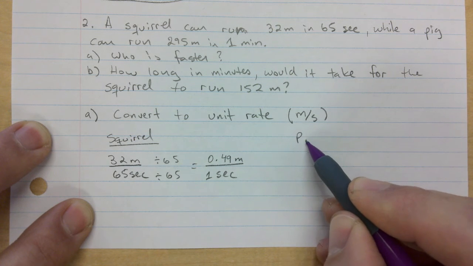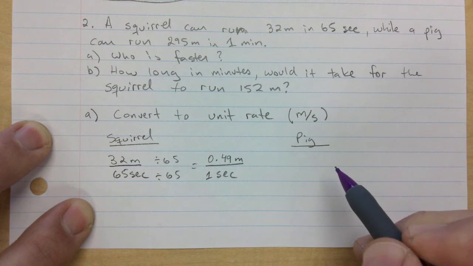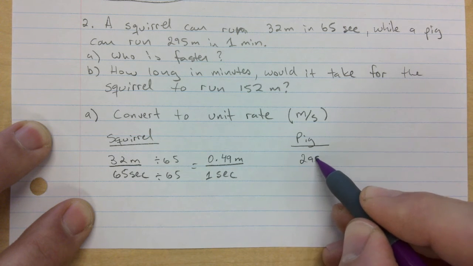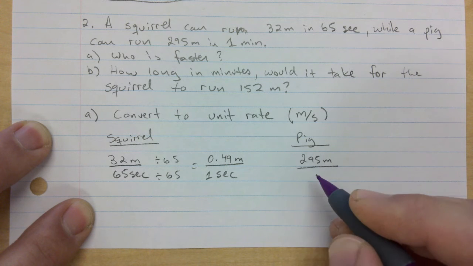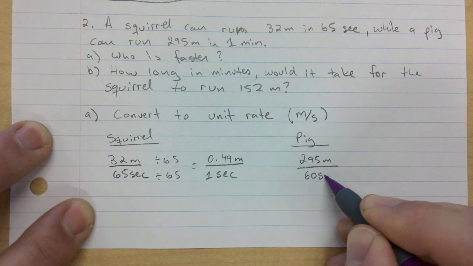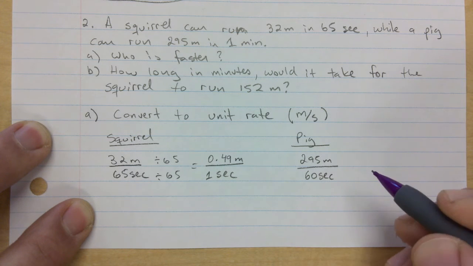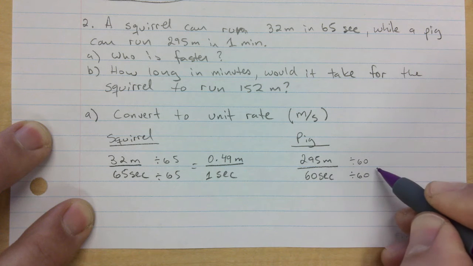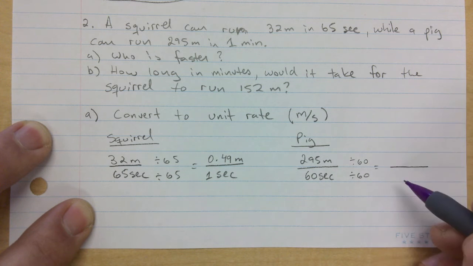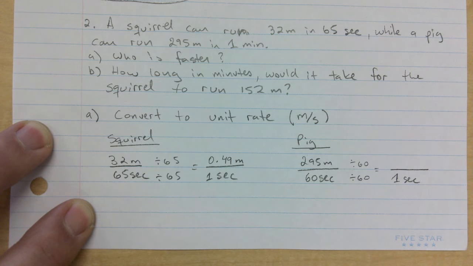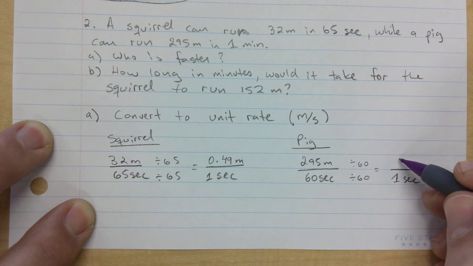And the pig, we will find that it's 295 meters in 1 minute, which is 60 seconds, right? No big deal there. We divide both of them by 60. And so you get 1 second here. And it's 295 divided by 60, which is 4.92.